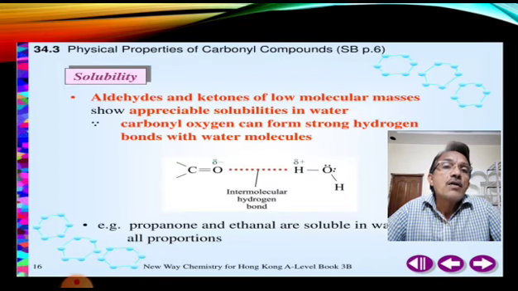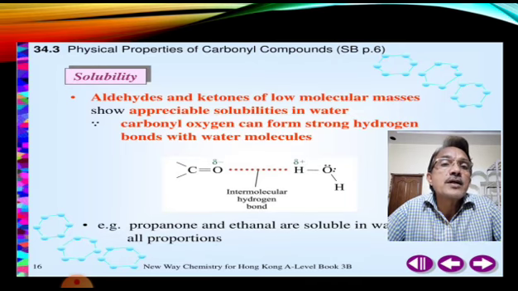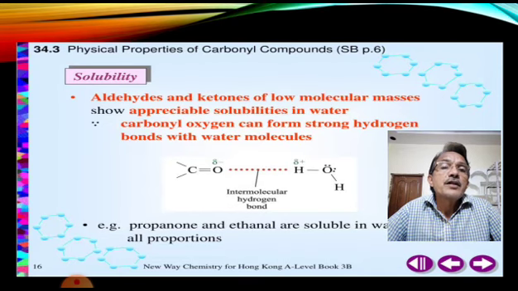Solubility. Aldehydes and ketones of low molecular masses show appreciable solubilities in water. Carbon and oxygen can form strong hydrogen bonds with water molecules. We can see the hydrogen bonds exist between carbonyl compound and water. Here the carbonyl group is a polar group. Water is also a polar molecule. So there is a possibility of intermolecular hydrogen bonds.